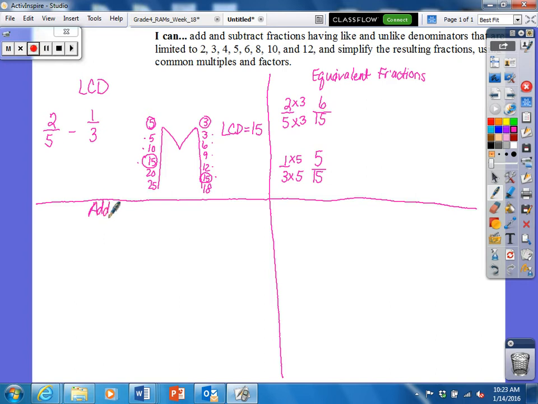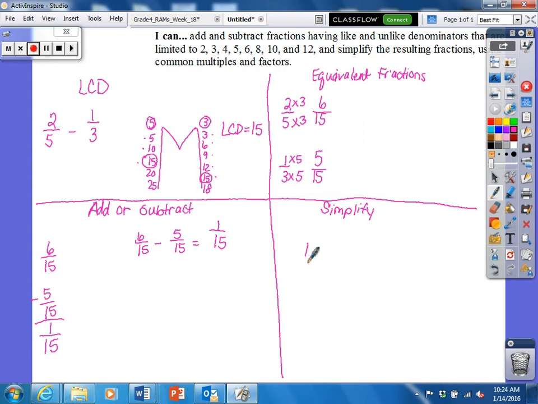Now down here is where we add or subtract our new equivalent fractions. Today we're subtracting, so 6/15 minus 5/15, or we can also do it horizontally. Okay. 6 minus 5 is 1, and your denominator stays the same. Either way I choose to write it, I get the same answer. Now I come over to my simplify.